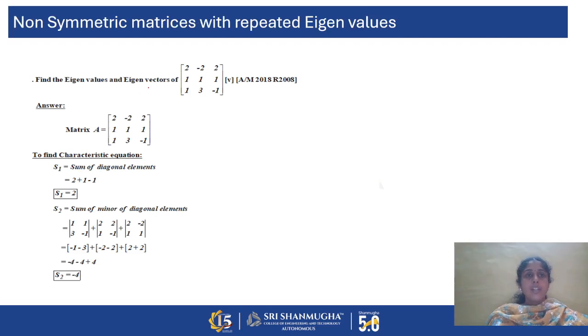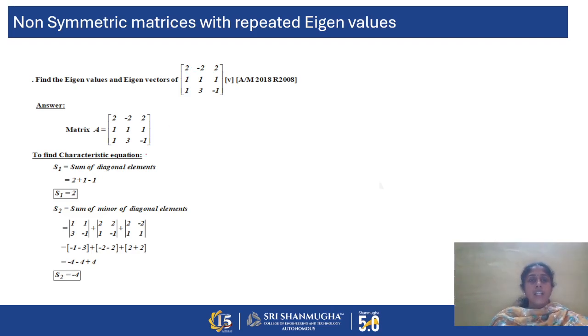Find the eigenvalues and eigenvectors of the matrix 2, -2, 2, 1, 1, 1, 1, 3, -1. When I observe this matrix, it is a non-symmetric matrix. See, the first row is 2, -2, 2, but the first column is 2, 1, 1. So it is a non-symmetric matrix.